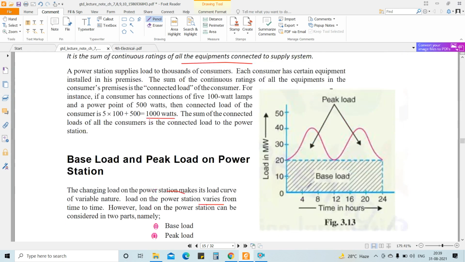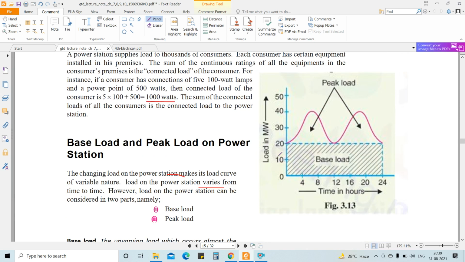In this graph, this is the load in megawatt, and this is the time. Here this portion represents the base load, because this is the unvarying portion of the load. That means per day you will definitely get this amount of load. And this represents peak load because this is variable in nature. This is not fixed. At what time you get peak load is not fixed. So that's why these two represent peak load and this represents base load.